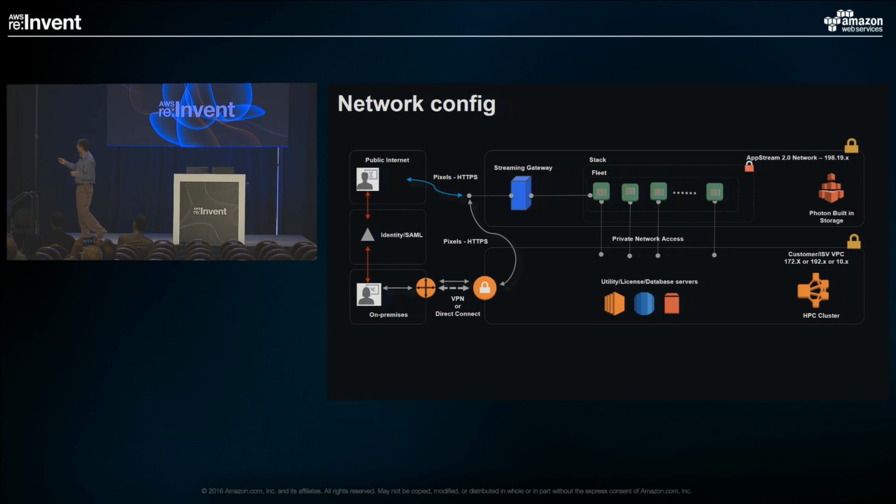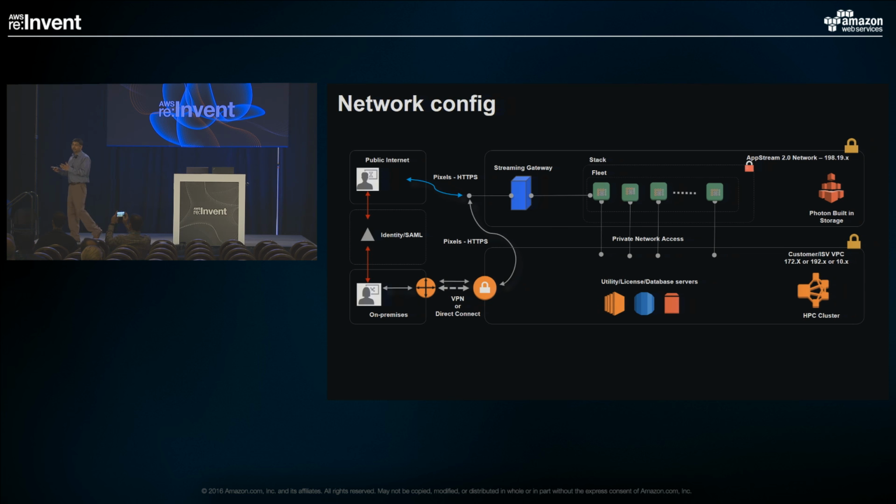But what's happening in this picture is you have a streaming gateway that's protecting all your streaming instances from getting exposed. This streaming instance has access to your HPC cluster and all your database servers, and it can also be accessed, depending on your routing rules, either directly from the public internet or from your on-prem network.